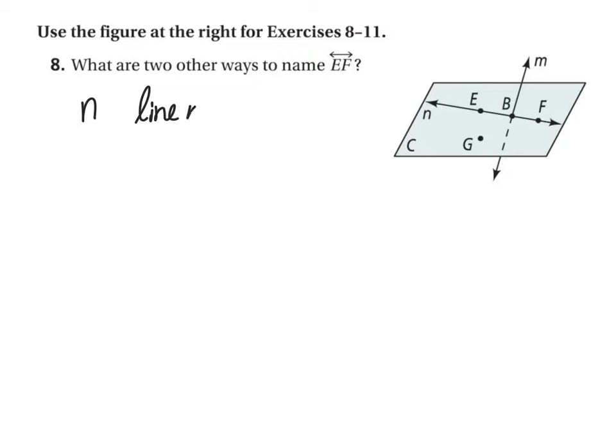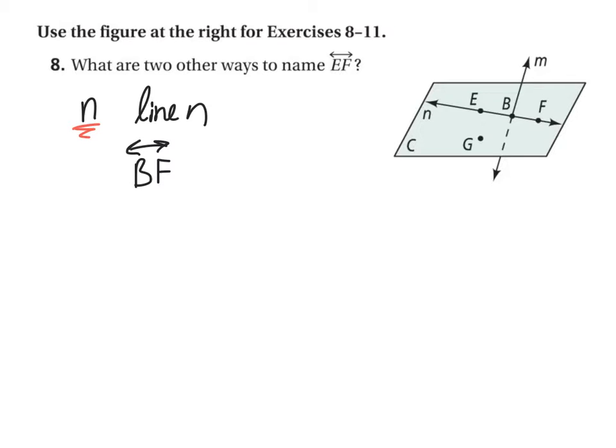You'll see that done a lot later on in this class. We'll name it just like that, and get rid of the word line. So line n, that's one way of naming this. Another way: we have point B, which is also on that line. So I could say line BF.